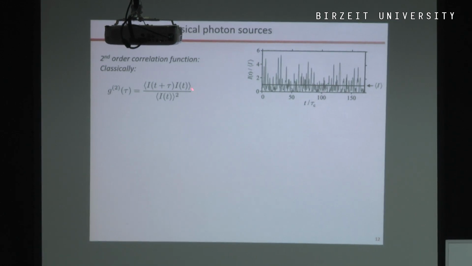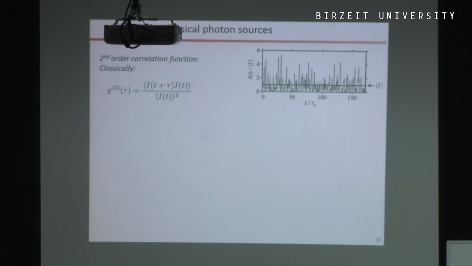And what it really reads is that we are looking at what is the probability that we will have certain intensity of light at some time t plus tau if we measure certain intensity at time t. And to make life easy, we normalize it. This way everything scales from 0 to 1, or not, but it scales to some number, and we can compare one source to another.